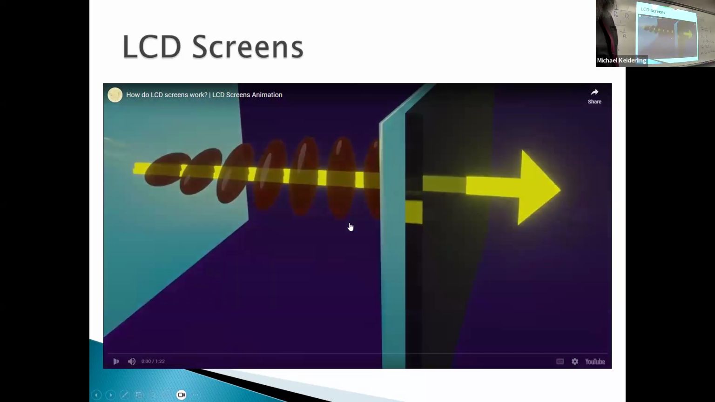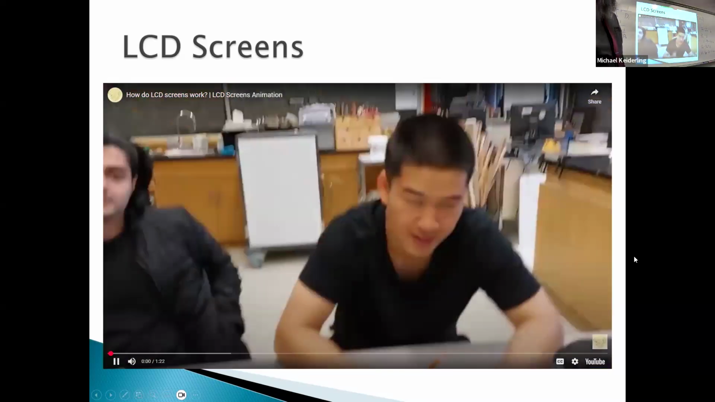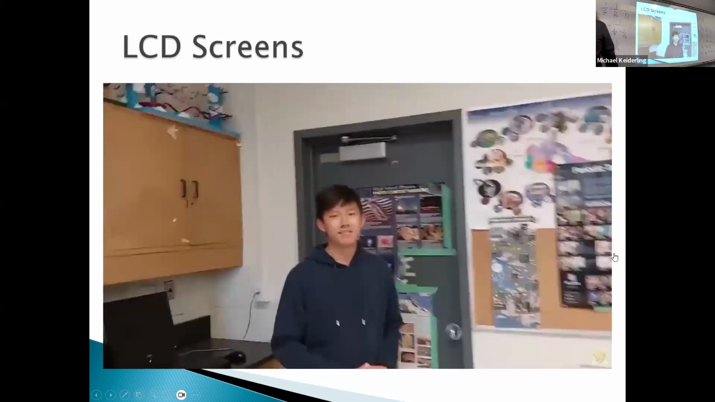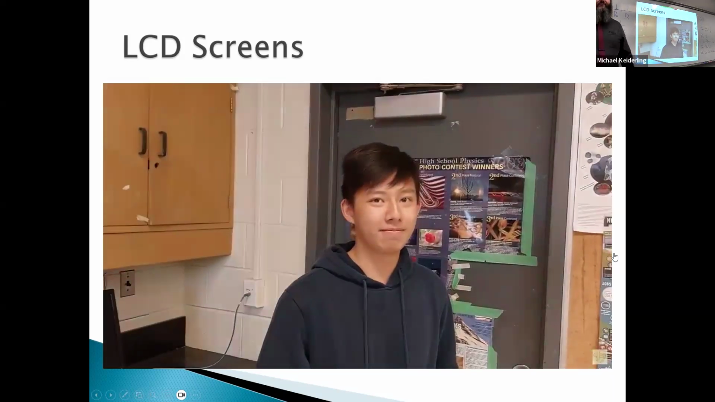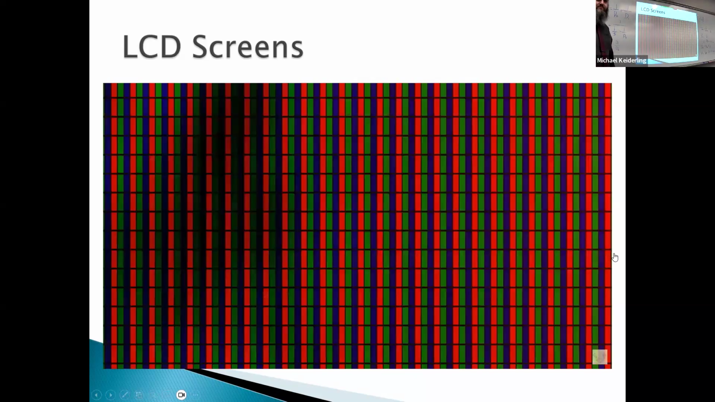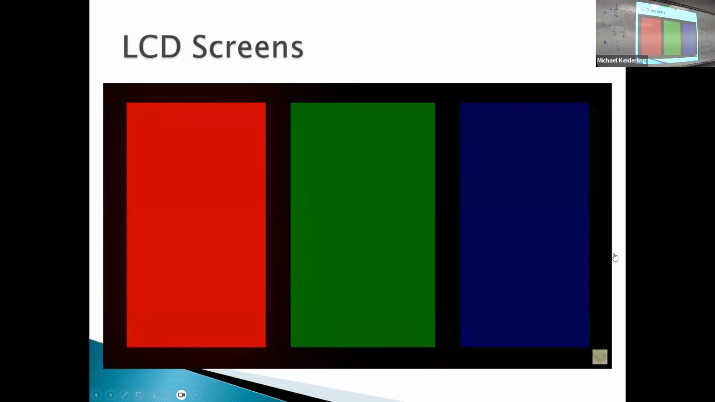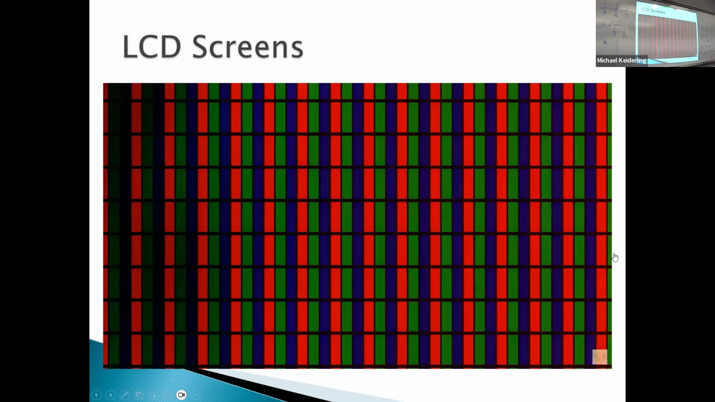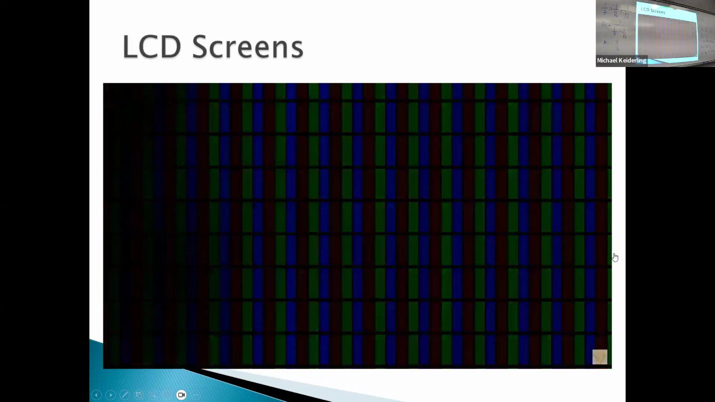I think LCD screens are cool. But how do they work? Liquid crystal displays, or LCD screens, are composed of millions of pixels which are made out of 3 smaller subpixels, each in control of one color, red, green, or blue. By changing the value of each subpixel, any color can be displayed.